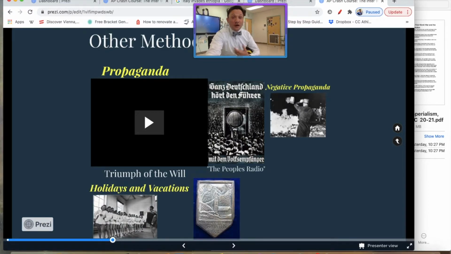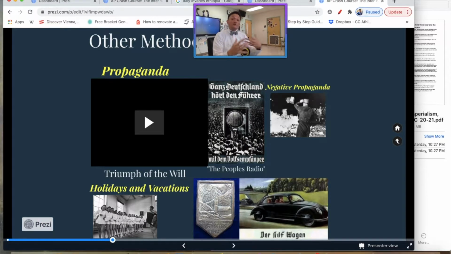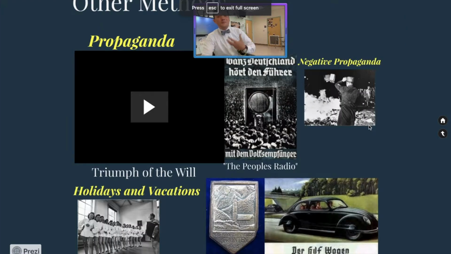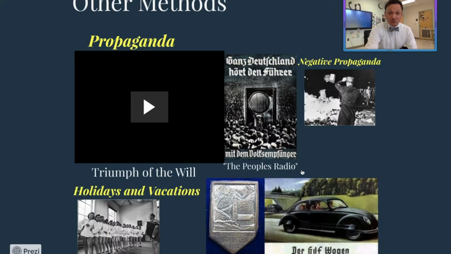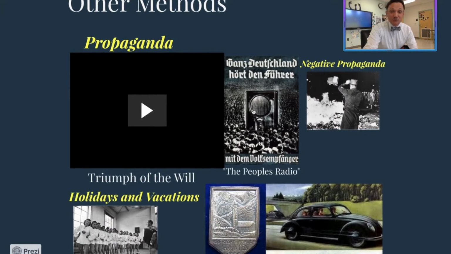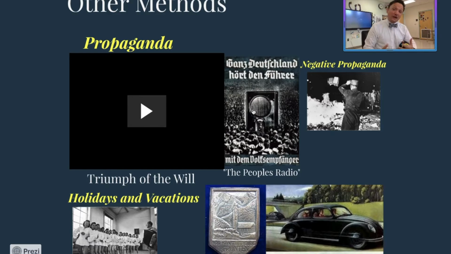Now, you also have propaganda, which is, there's two types of propaganda. There's positive propaganda and negative propaganda. Positive propaganda usually tries to create positive feelings about an individual, but he also used film, and Hitler also used radio. This actually right here says the people's radio, right? Volksempfänger, right? Empfänger is the actual people's radio that Hitler would oftentimes broadcast through, right?